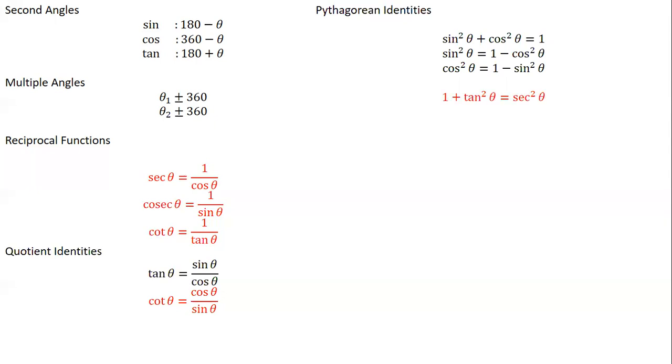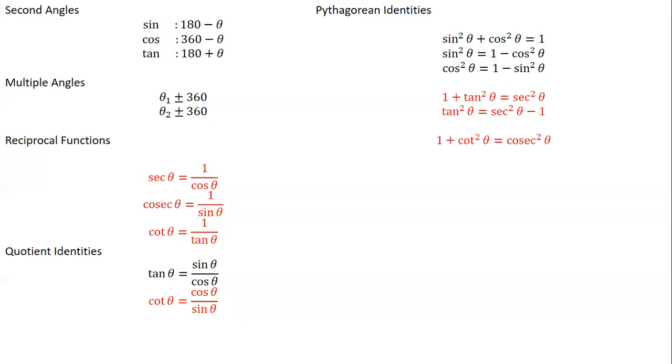Then we have some year 2 identities. 1 plus tan squared theta is sec squared theta, which again we can rearrange to get tan squared by taking away 1. And we get that identity by dividing the original by cos squared, because sine squared over cos squared gives tan squared, cos squared over cos squared gives 1, and 1 over cos squared gives sec squared.